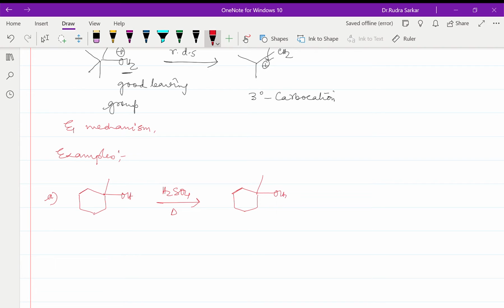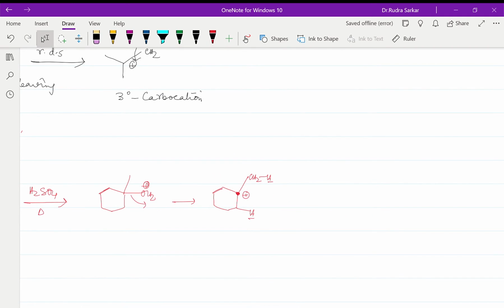So here we will have this type of protonation. Okay. This will go away. And we will be thinking that this type of a carbocation will be formed wherein with respect to this particular carbon there is a CH2 here and there are also H here. So either this H or that H can go, leading to the formation of a double bond.